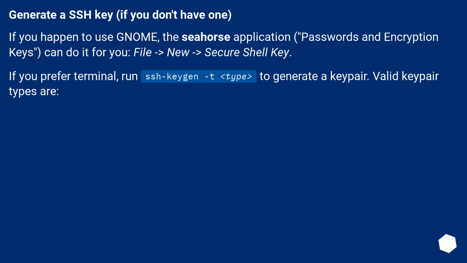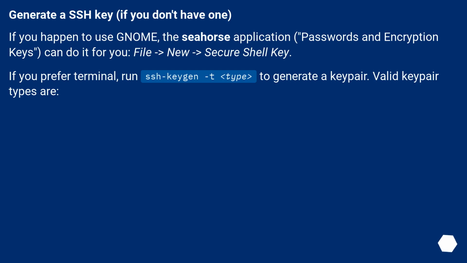Generate an SSH key if you don't have one. If you happen to use GNOME, the Seahorse application, Passwords and Encryption Keys, can do it for you. File, New, Secure Shell Key. If you prefer the terminal, run ssh-keygen -t, type, -f ~/.ssh/id_type, to generate a key pair.